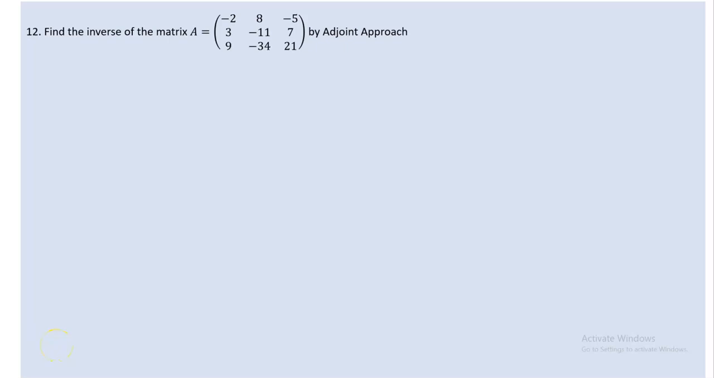Okay, students, so far so good. Now is coming another question. You are asked to find the inverse of this matrix A.